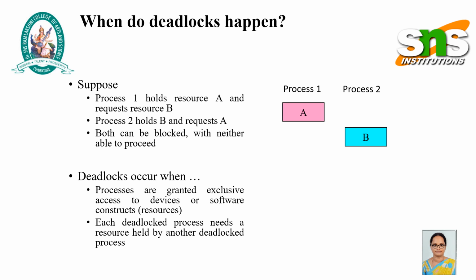When do deadlocks happen? The thing is given here: deadlock will occur while you are executing the process. Process 1 holds resource A and requests resource B. Process 2 holds B and requests A. Both can be blocked with neither able to proceed. Deadlock occurs when processes are granted exclusive access to devices or software constructs. Each deadlocked process needs a resource held by another deadlocked process.